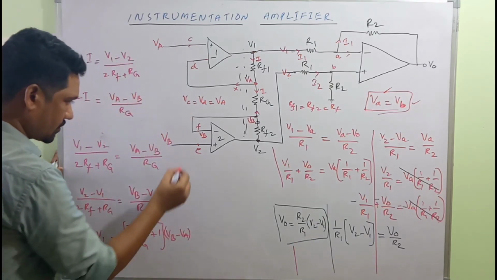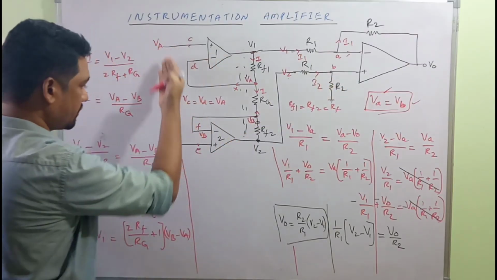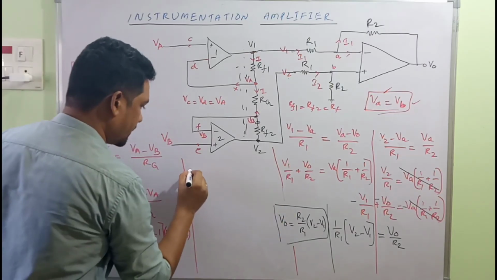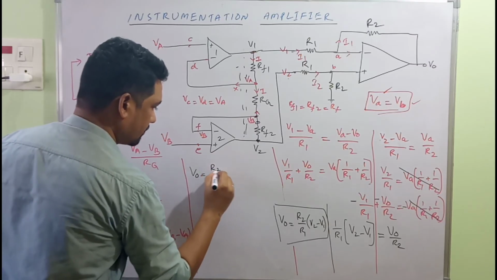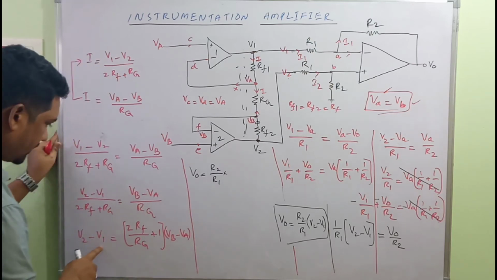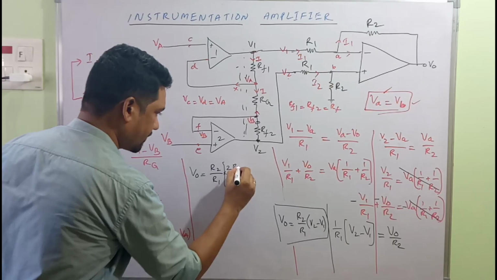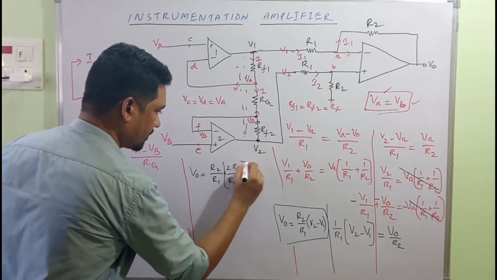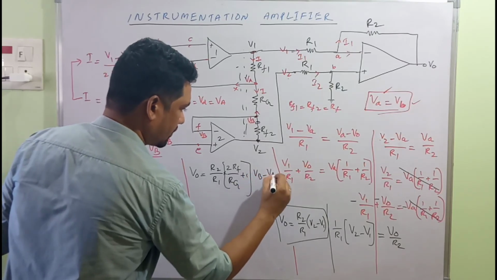Of course. So our final expression for the output voltage in terms of the inputs of the circuit, we have here in red, V0 is equal to R2 by R1 into V2 minus V1, into twice RF by RG plus 1, into VB minus VA.